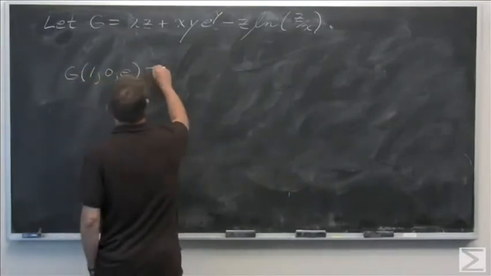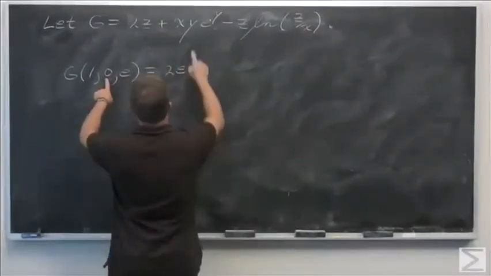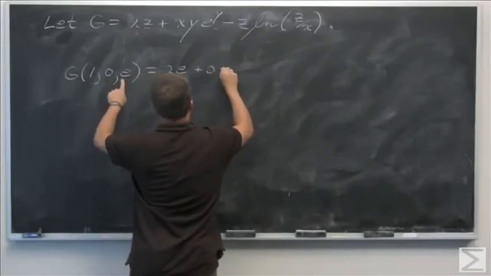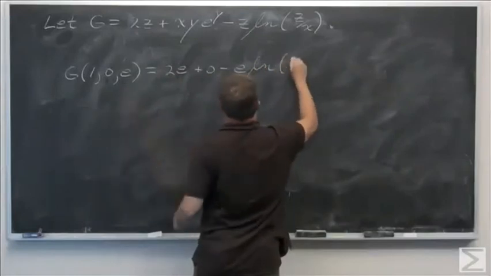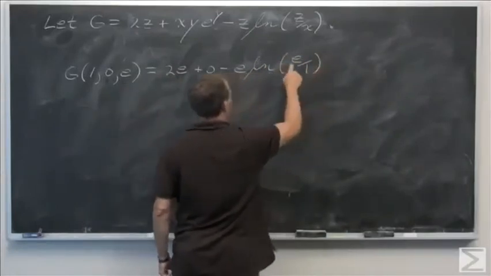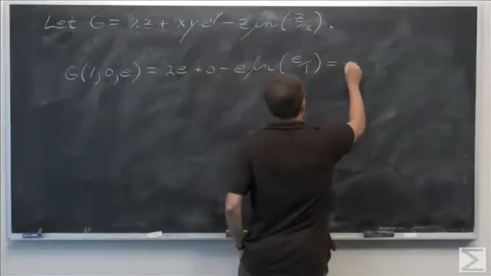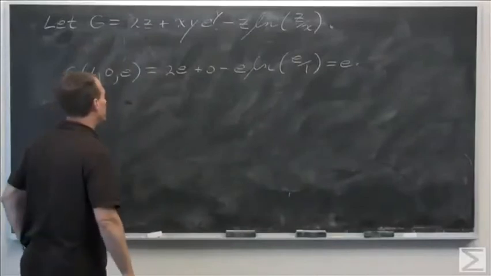You plug that in. Z is e, so this is 2e. Y is 0, so this is plus 0 times, who cares what it's times, minus e times the natural log of e over 1. The natural log of e is 1, so we get 2e minus e. Yes, we get e. So yes, this point is on the level set where g equals e.